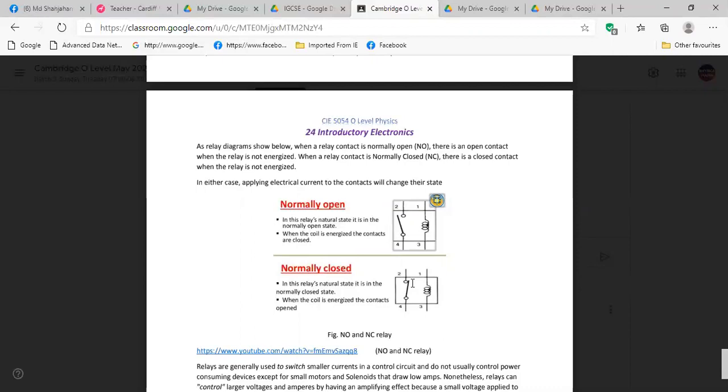Is it clear? So sometimes we need to operate the machine if it is running for a long time. Automatically we need to stop the machine. That time we are using relay also. That means it is for starting, and it is for stopping the circuit or the machine. Is it clear now? Yes sir. Okay.